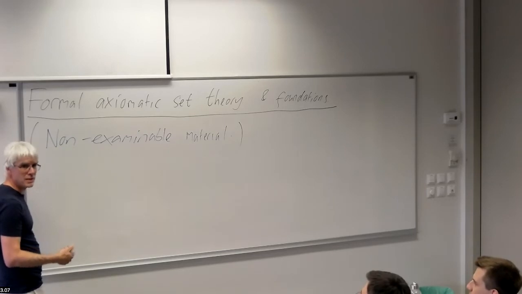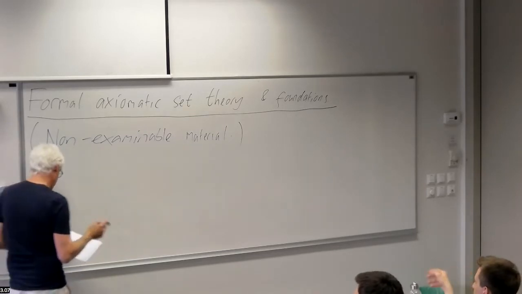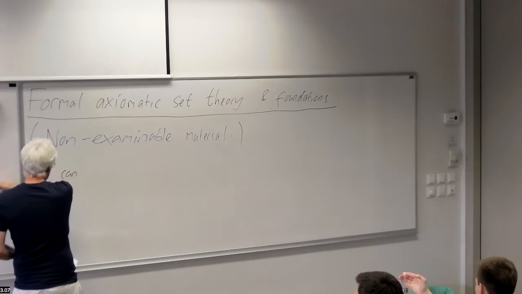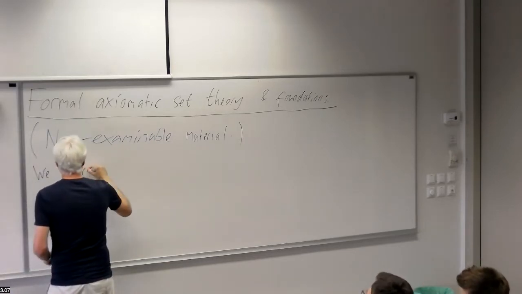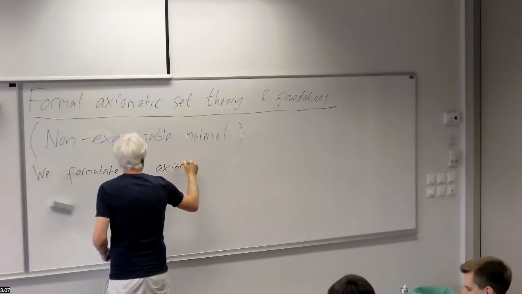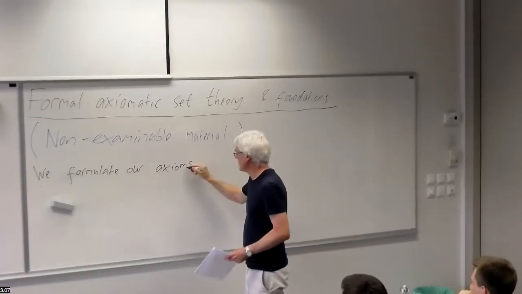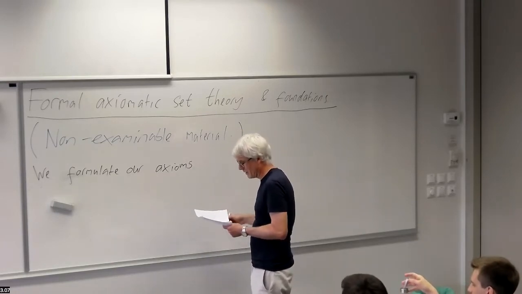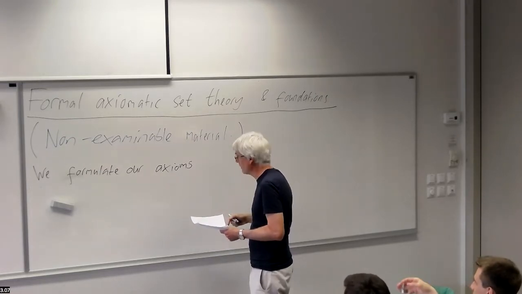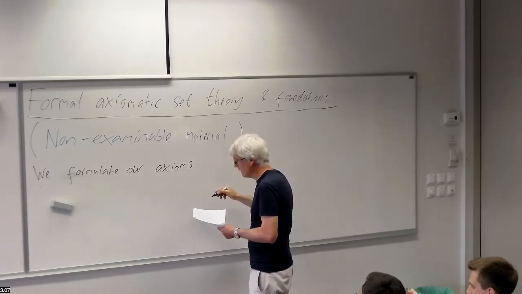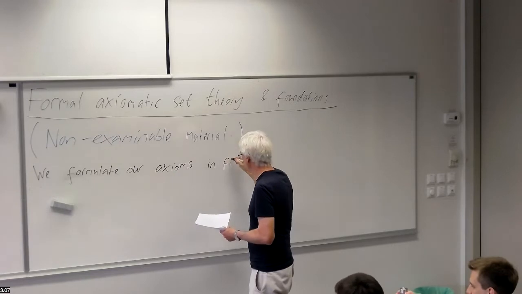And the precise language we use is the language of logic, and particularly the kind of logic called first order logic. So we formulate our axioms. Some of you I know have done a logic course, including the first-year undergraduate course and also a master's logic course, but you don't need to have done that to understand what's going to follow. I'm going to do enough from scratch, from the beginning. So we're going to formulate our axioms in first order logic.